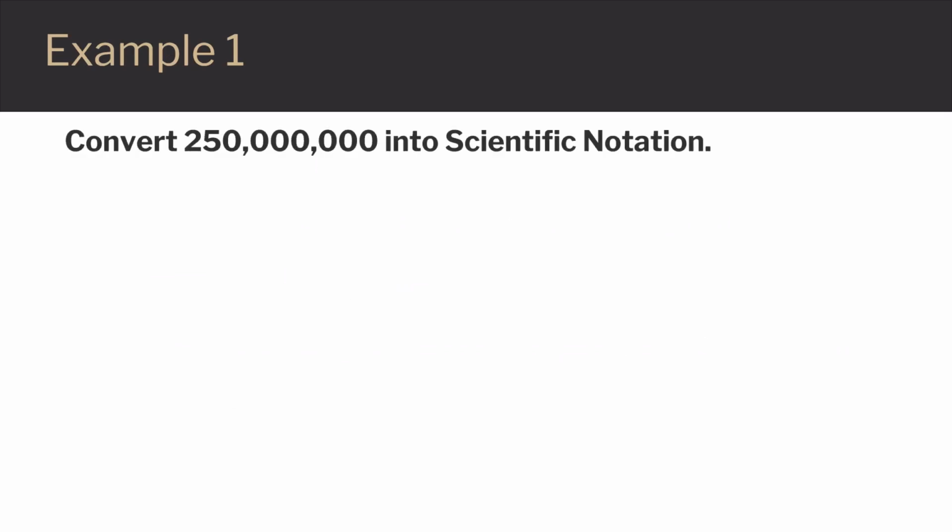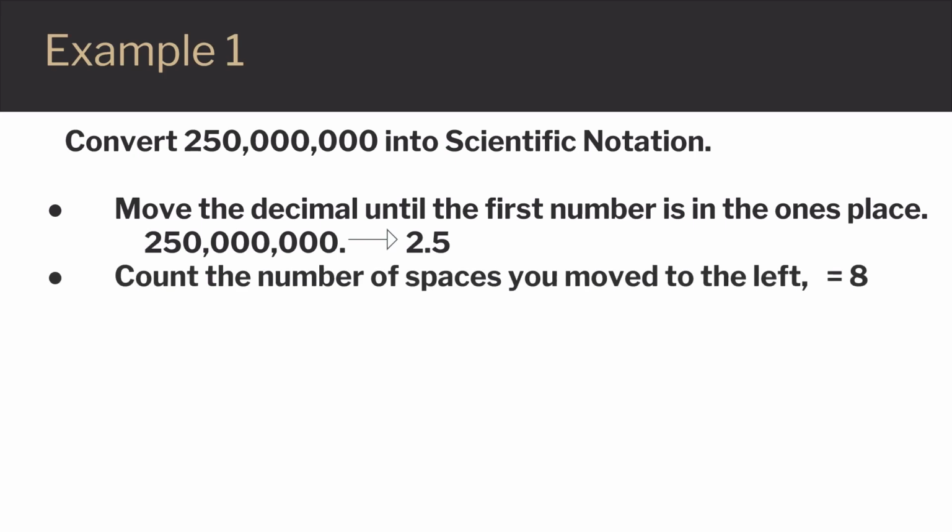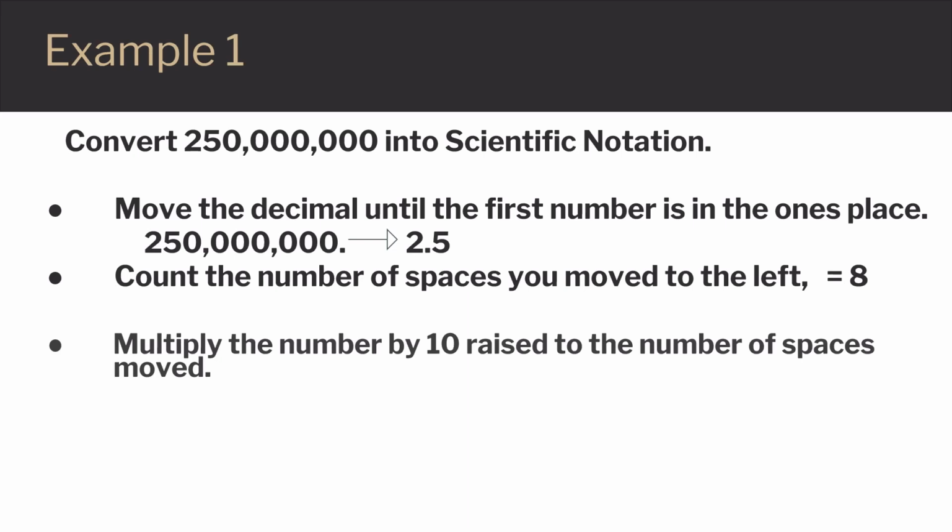In our first example, we'd like to convert 250 million into scientific notation. We'll first move the decimal until the first number is in the ones place. Let's count the number of places we move to the left. 1, 2, 3, 4, 5, 6, 7, 8. So we move to the left 8 places. We'll take 2.5 and multiply by 10 raised to the amount of spaces moved, or 8. Our final answer is 2.5 times 10 to the 8th.